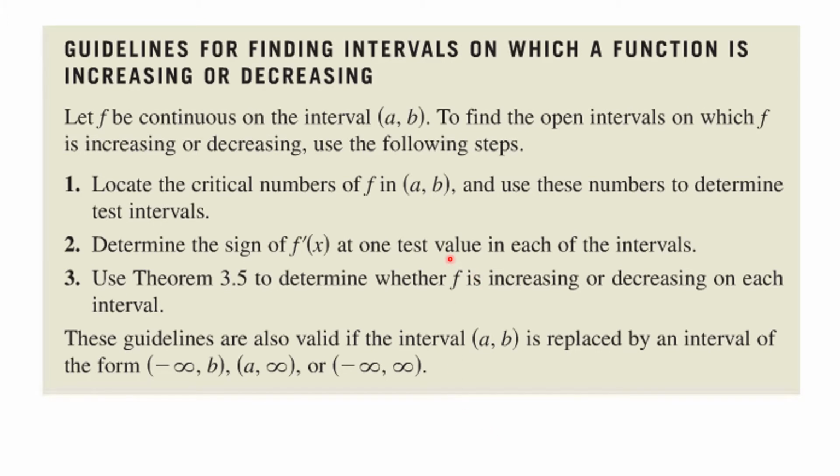And the guidelines are you do exactly what we said. To find the intervals where it's increasing or decreasing, you find the critical numbers and use these numbers to determine test intervals. It breaks the number line into a bunch of pieces. Determine the sign of f prime of x for at least one test value in each of the intervals. And then determine, based on the sign, if it is positive, it is increasing, if it is negative, it is decreasing. And those guidelines are valid not only on a finite interval, but on an infinite interval, which is the one we just looked at.